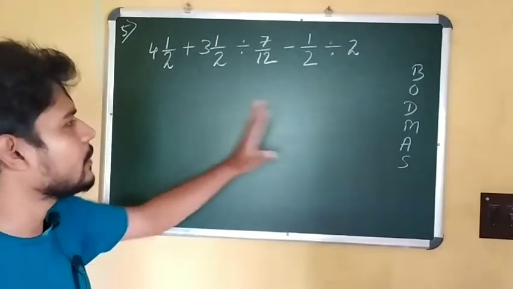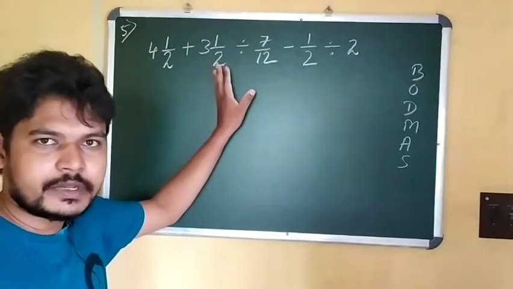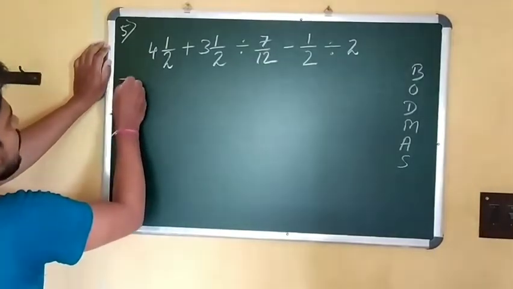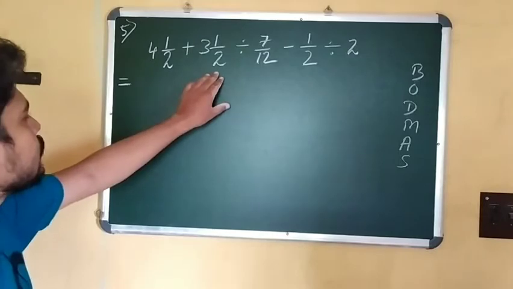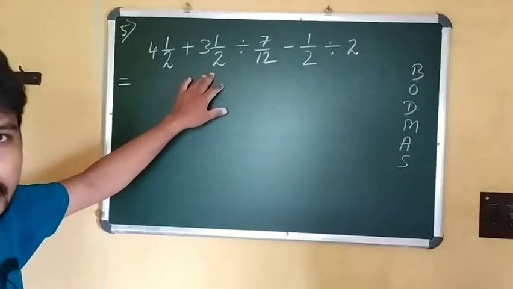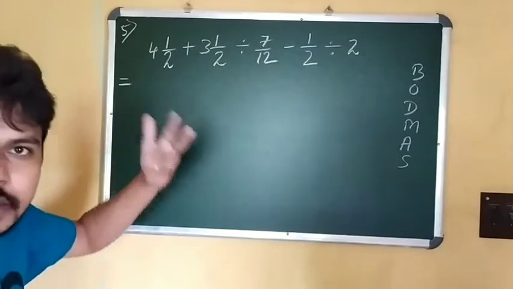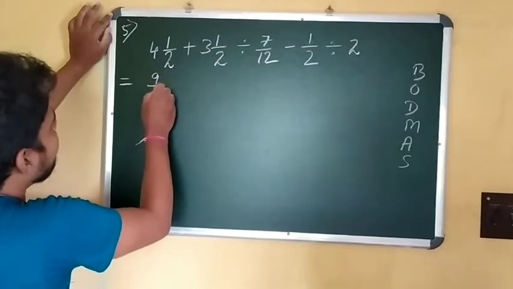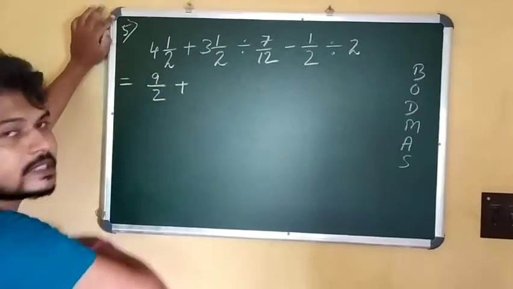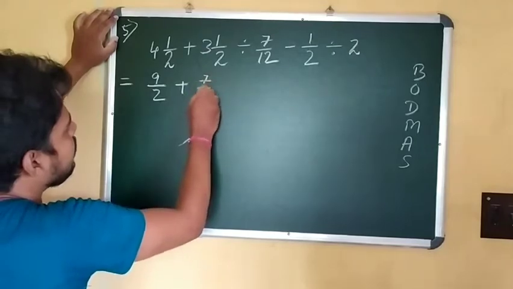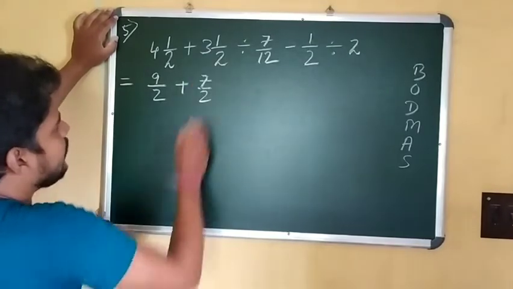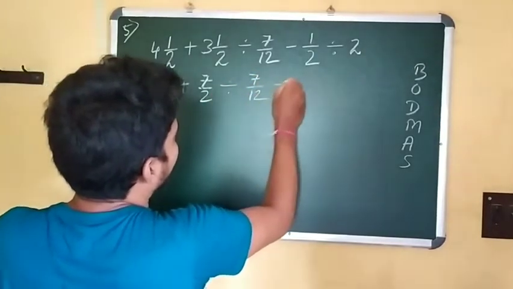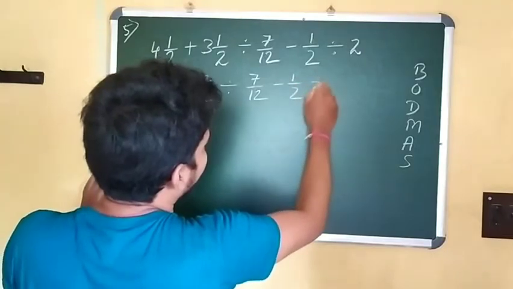Okay, then we have to apply the BODMAS rule on this numerical expression, and let's see how to solve the expression. Okay, then at first you give the equal sign. You can see here these two fractions are written in mixed number form, so you have to convert this in improper fraction. So 4 into 2, 8 plus 1, 9 by 2 plus 3 into 2, 6 plus 1, 7 by 2. Then you write down the next term, 7 by 12 minus 1 by 2 divided by 2.